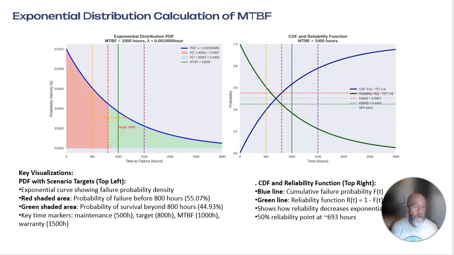If you wanted to know the mean time to failure specifically, then you'd look from 0 to the value you're looking at. So in this case, the red shaded area is the probability of failure before the value that it goes to, in this case 800. And the green shaded area is the probability of survival.